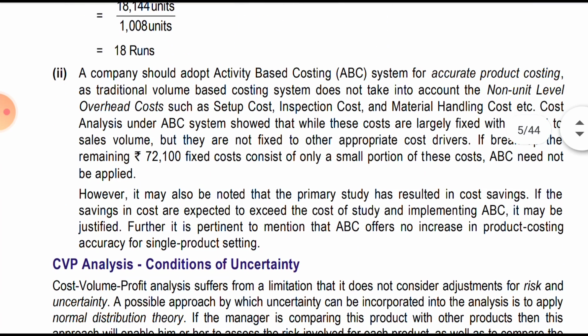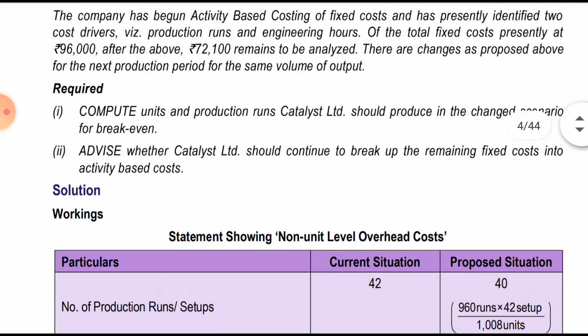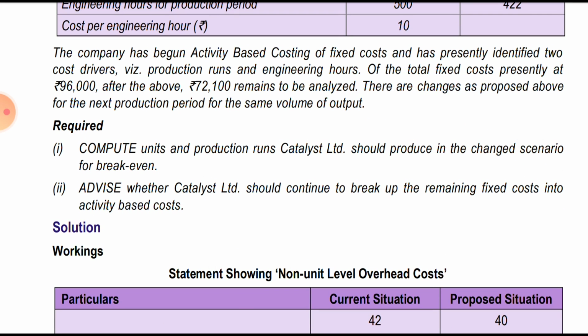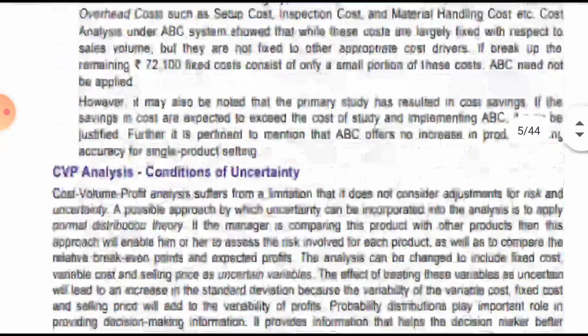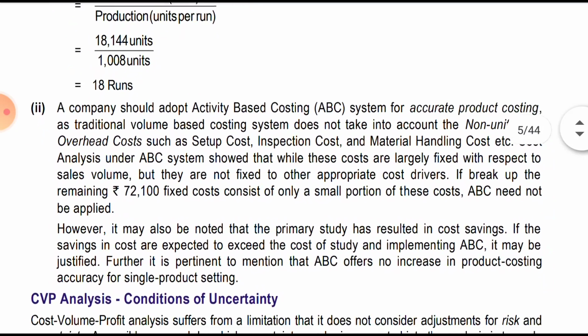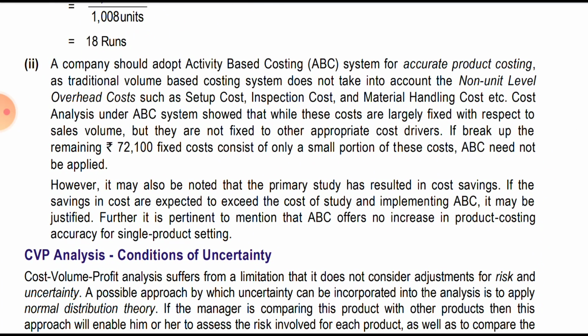Now the second thing they had asked is to advise whether Catalyst should continue to break up the remaining fixed cost, so that currently it is 72,100. So whether they need to further break down the fixed cost into activity based cost. So what is the solution? The company should adopt the activity based costing system for accurate product pricing. Why should the company adopt activity based costing? For accurate product pricing, as a traditional volume based cost system does not take into account the non unit level overhead costs such as setup, inspection, material cost. So all this is not taken into consideration in traditional costing, which ABC takes into consideration.